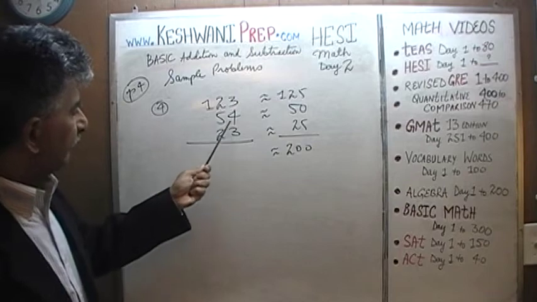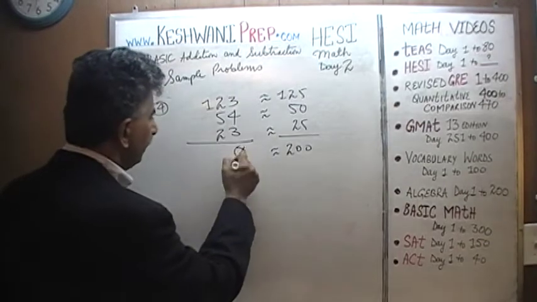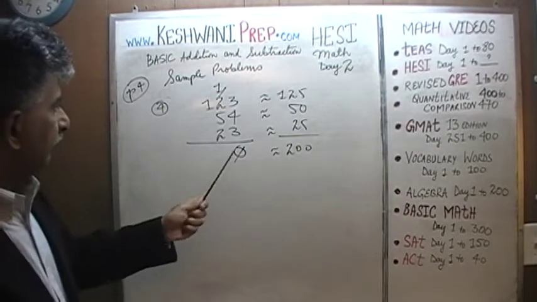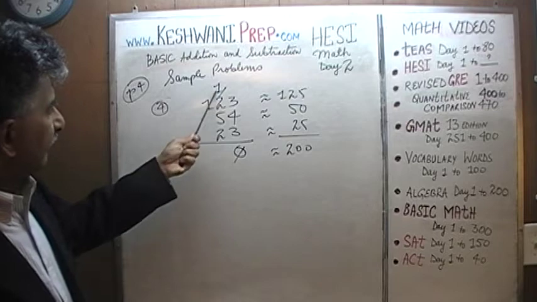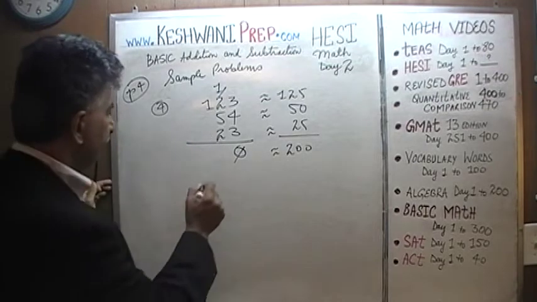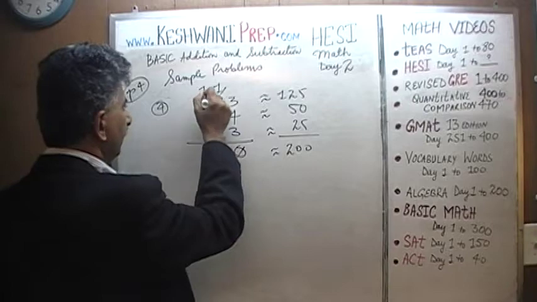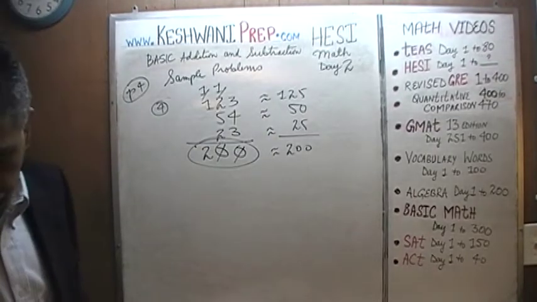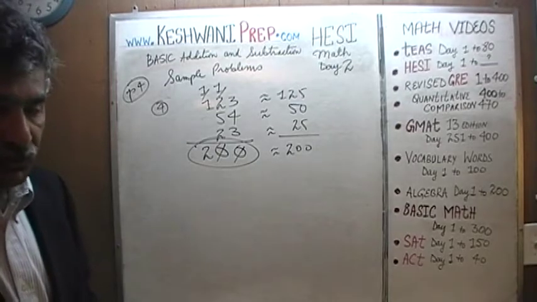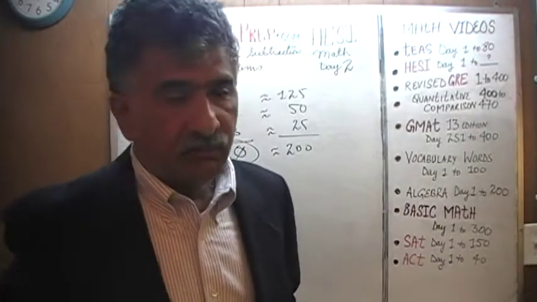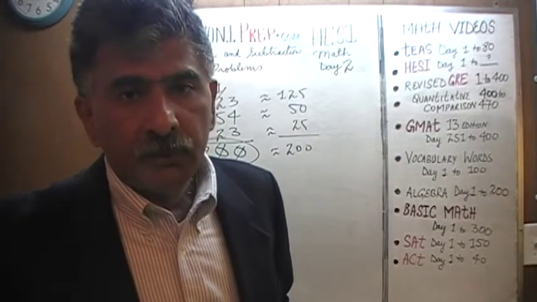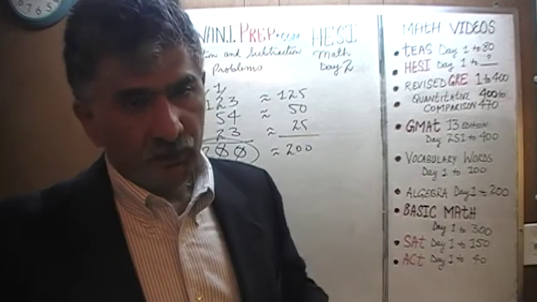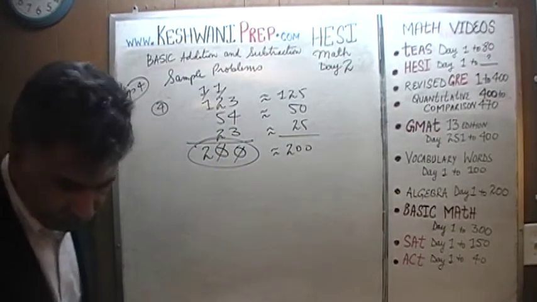3 plus 3 is 6, 6 plus 4 is 10, 0, carry 1. It turns out that it's going to be exactly 200, it's a 0 here. 2 plus 1 is 3, 3 plus 2 is 5, 5 plus 5 is 10, that's another 0, carry 1, and 1 plus 1 is 2. The answer is exactly 200, not around 200. Out of the four answer choices that they give you on the multiple choice exam, only one is going to be close to 200. Pick that one, that's it. Let's do number 5.